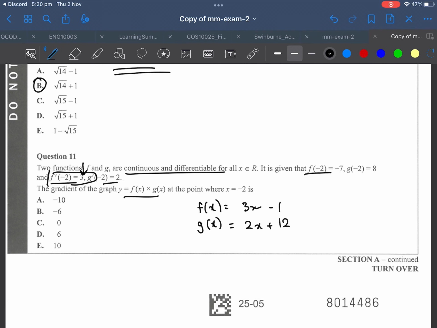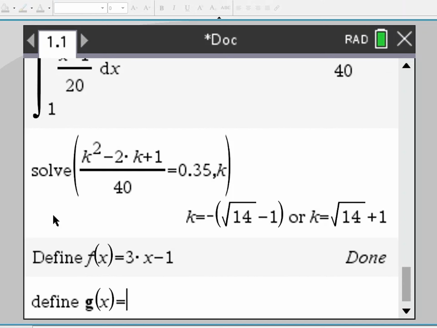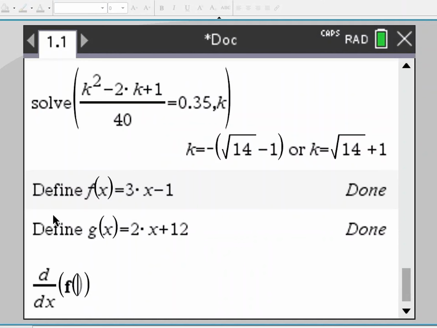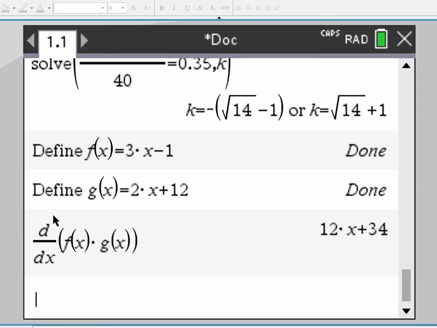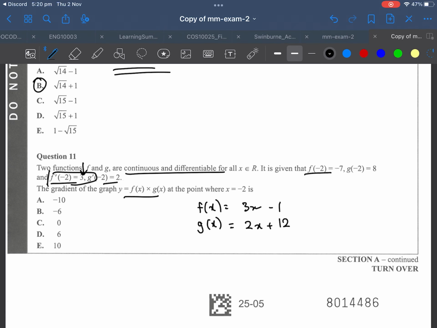And of course you have to do f times g. So define f of x equals 3 times x minus 1. Define g of x equals 2 times x plus 12. And now we can just differentiate. So menu for 1, x, f of x times g of x. We get that, and now if I substitute in x equals -2, that will give us 10. So I think the answer is going to be E, but I'm not quite sure about this one. If I'm making a mistake, just let me know down in the comments.